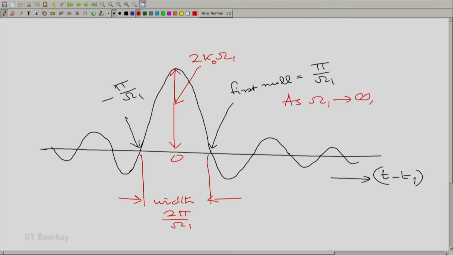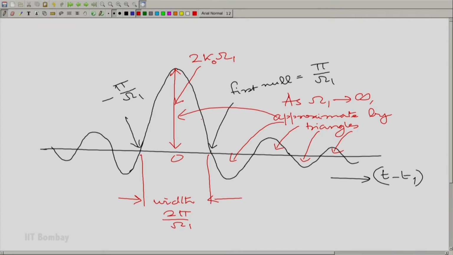So, as omega 1 tends to infinity, approximate by triangles. Call this a triangle, call this a triangle, call this a triangle, call all of these triangles. So, you have a situation where you have several triangles. See, this is an informal explanation. What I am saying is essentially whatever shape you choose, asymptotically what is happening is the height diverges to infinity and the width goes to 0. So, a non-zero but constant area starts getting encapsulated in each of these, the main lobe and the side lobes.